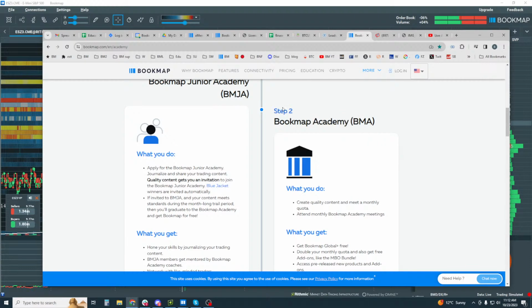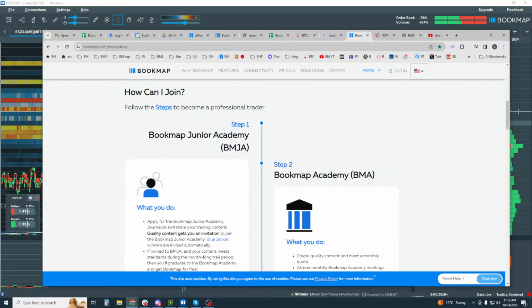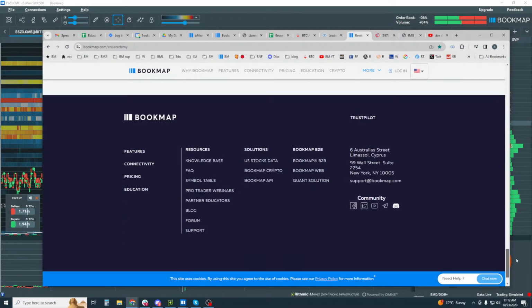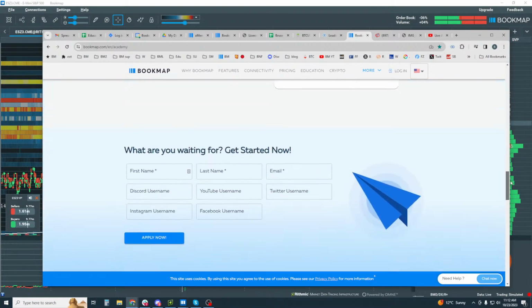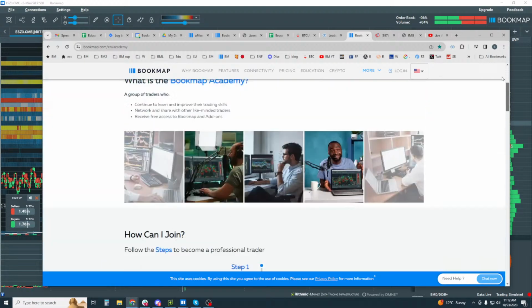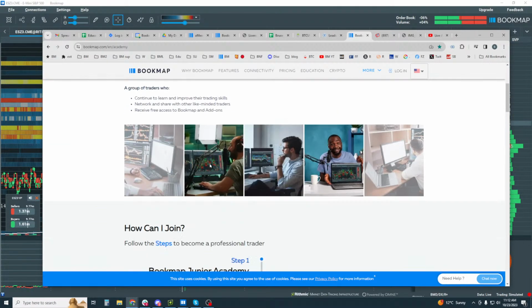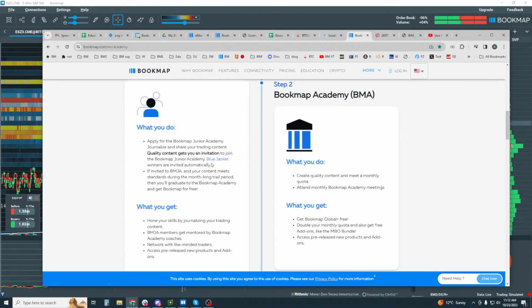Right. So these are the steps. This is how you sign up. You just scroll down to the bottom here, and you can sign up right here. All right. So anyway, the steps are pretty straightforward. Start creating some content, journalize your trades. We will take a look at them, and we'll give you feedback on them. Well, look at this a little bit more than that.